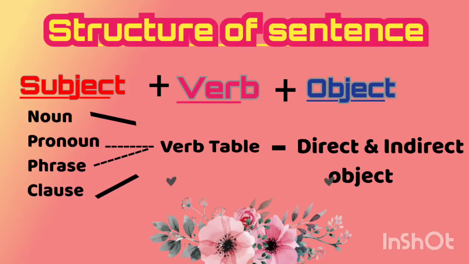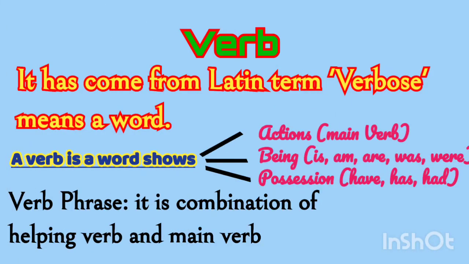Now let us move to another step, that is verb. So what is a verb? The word comes from a Latin word verbum, meaning a word. A verb is a word that shows actions, being and possession. Action word is a main verb. Being shows an existence in the form of is, am, was, were. Possession is nothing but belongings, like I have, she has, they have, and past tense had for everybody. So verb is a Latin word meaning a word, and that word we use to show action, possession and being.